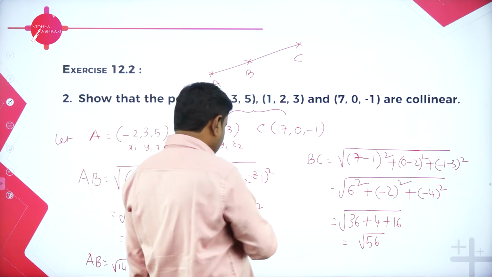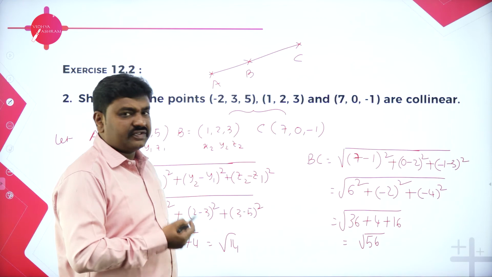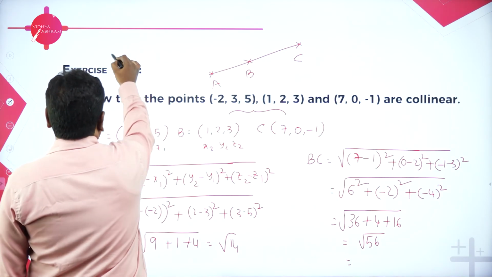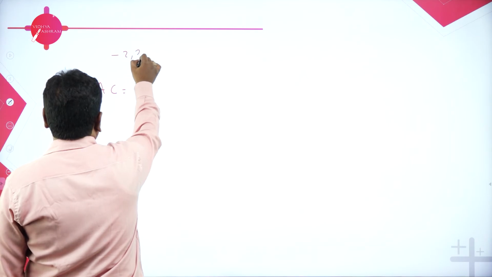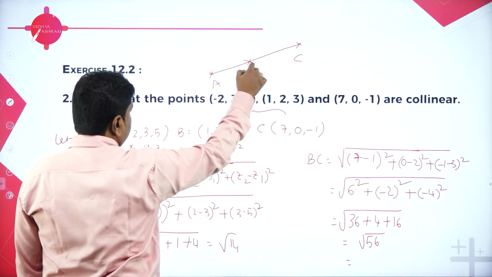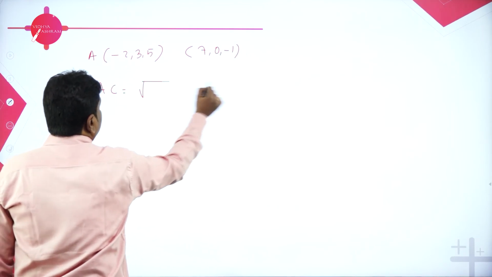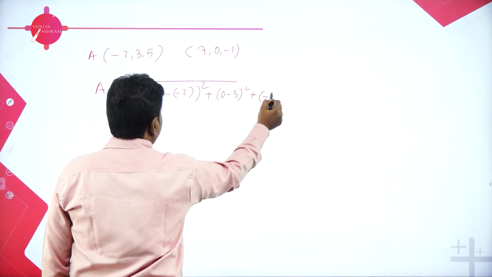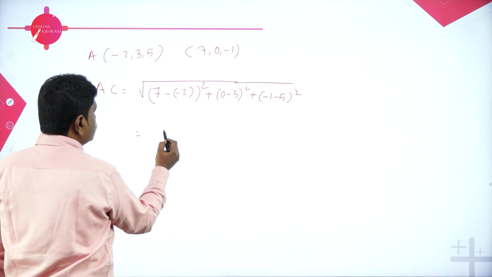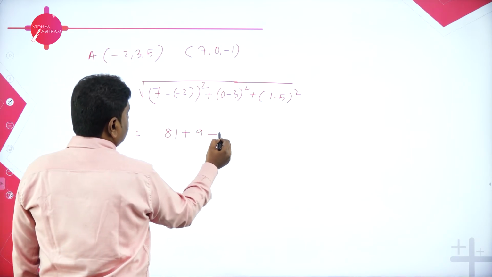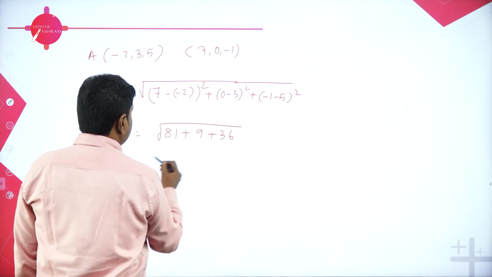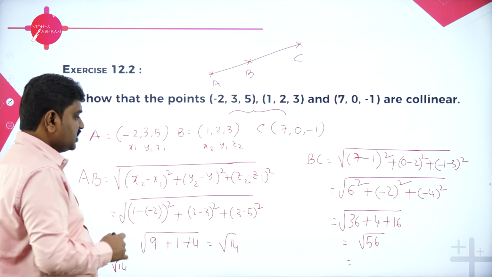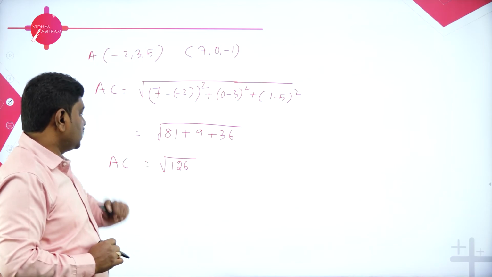Now we have one in terms of root 14. Check whether it is divisible by root 14. AC. Finally, we'll simplify that also. We'll find AC also. What is A? Minus 2, 3, 5. This is A. And C, what is C they gave? The last point, 7, 0, minus 1. Apply the distance between these two. Root of x2 minus x1. 7 minus of minus 2 the whole square plus 0 minus 3 the whole square plus minus 1 minus 5 the whole square. 7 plus 2, 9. 9 square is 81, plus 9, minus 6 the whole square, 36. So it will become root of 90 plus 36, 126. See, dear students, AB is root 14, BC is root 56 and AC is root 126.